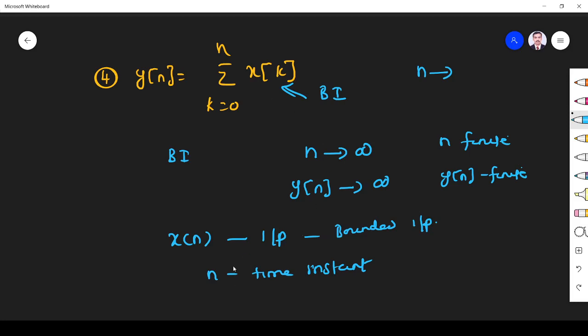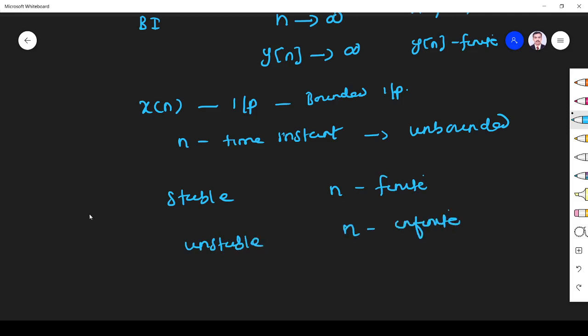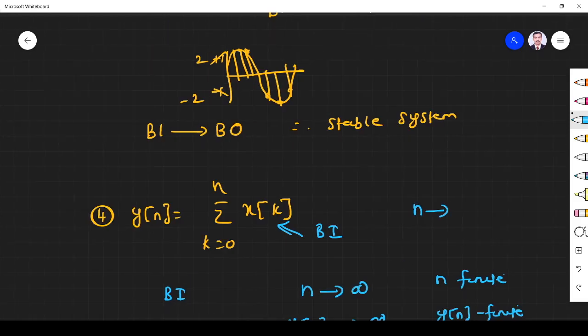But x of n is a bounded input, that's not a problem. But the time instant tends to infinity. If you sum k equal to 0 to infinity, if you sum anything for infinite times, the result will be infinite. So that is unbounded. The system is stable when n is finite, and unstable when n is infinite. That is our answer. Okay, right. Next problem.